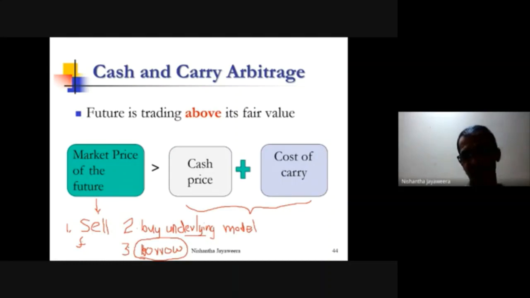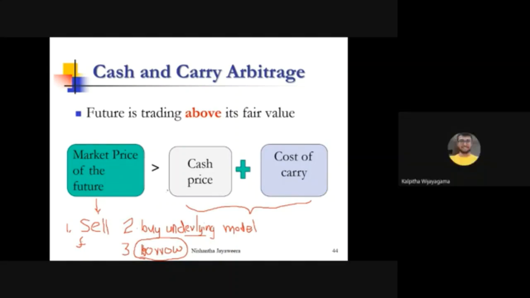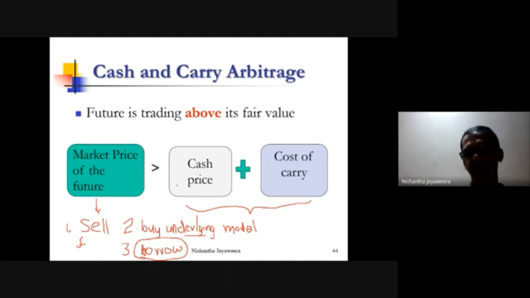and there's a borrowing that you have to settle. So how do you get your profit? Difference between the cost of the borrowing and the gain from the market price difference of the futures. Yes. The thing is cost of carry plus cash price.